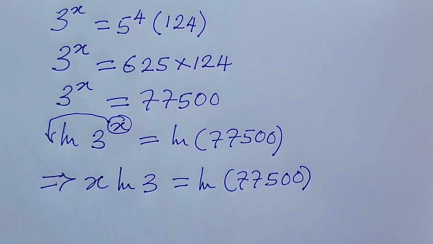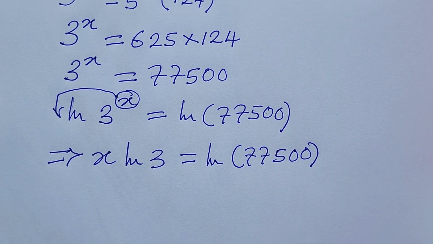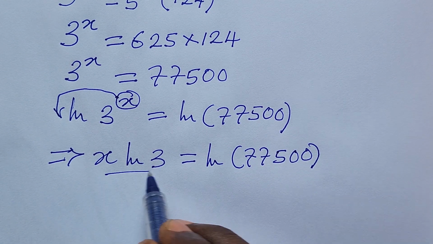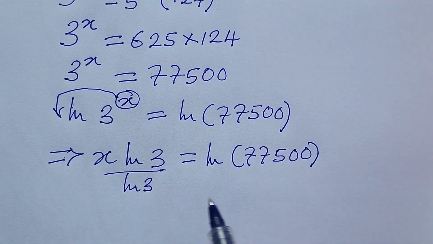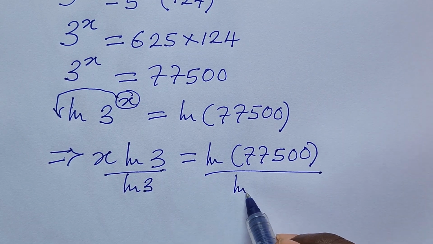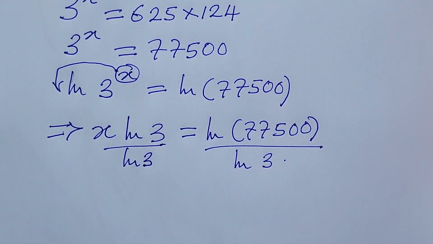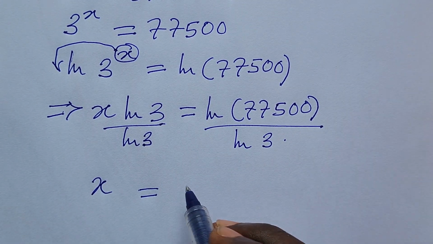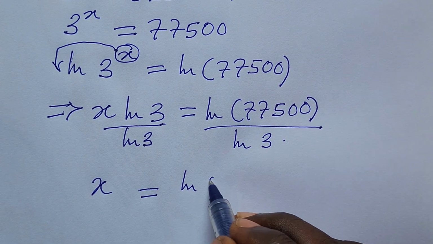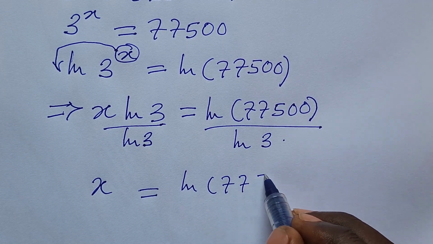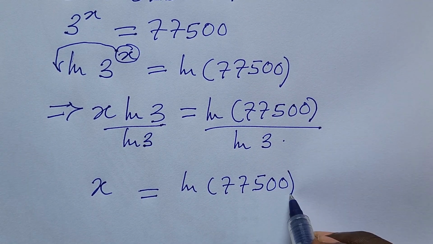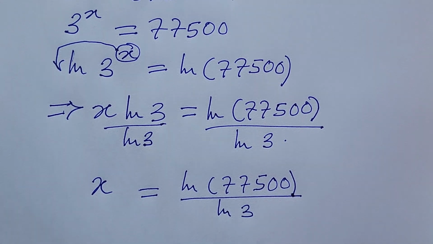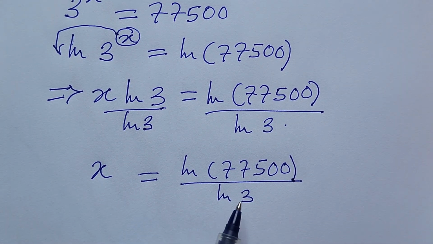I believe there's no confusion here, right? Good. We're looking for x. So for us to make x the subject of the formula, we divide by ln of 3. We equally divide this out by ln of 3. Easy. Okay, so this implies x is equal to ln of bracket 77500 close bracket all over ln of 3. Again, this is our final answer.